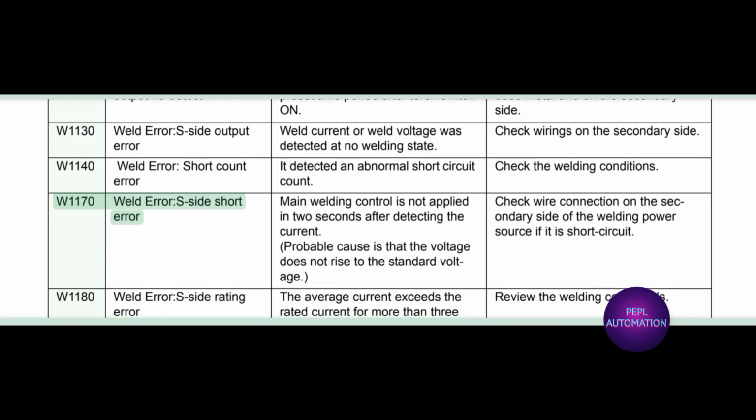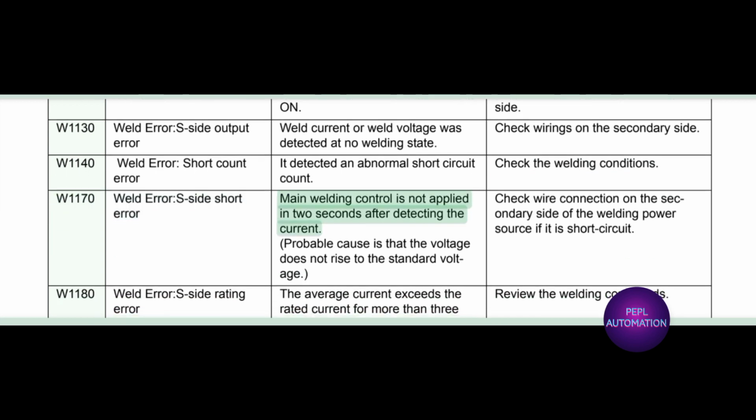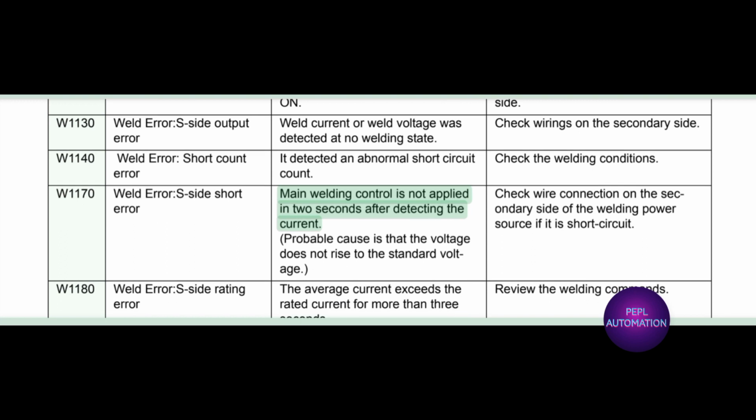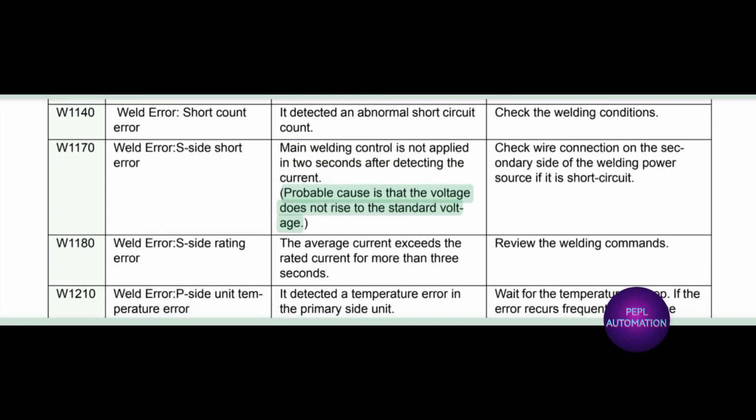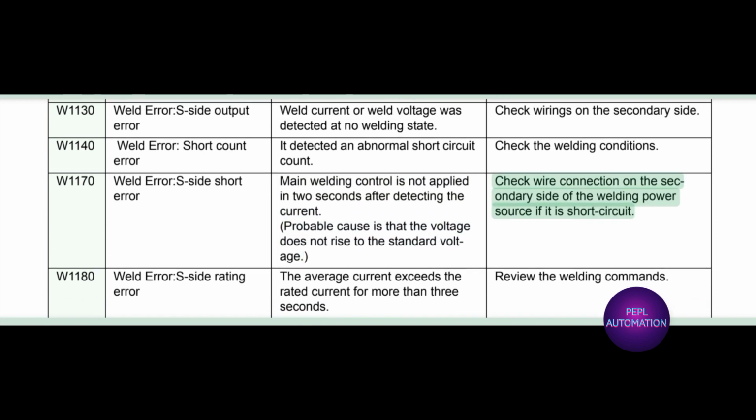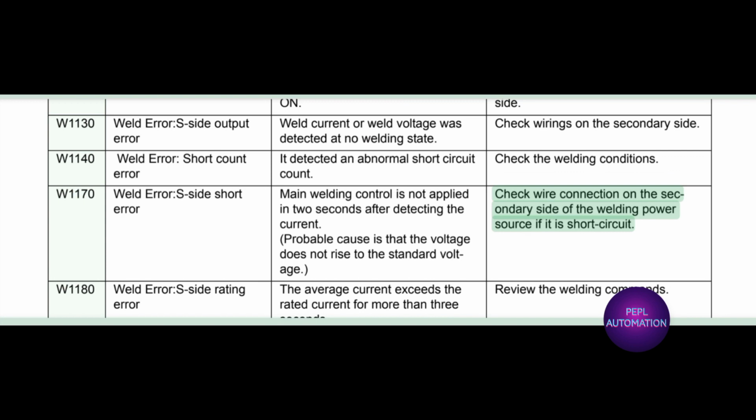W1170 weld error. S-side short error. Main welding control is not applied in 2 seconds after detecting the current. Probable cause is that the voltage does not rise to the standard voltage. Check wire connection on the secondary side of the welding power source if it is short circuit.